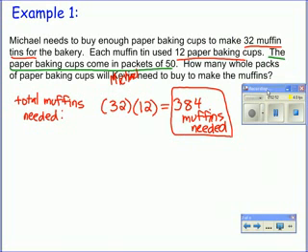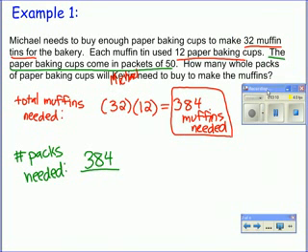So if we end up with a decimal answer for the next part here, we need to make sure that we're rounding up to the next whole number. So the next part is the number of packs that we need. So we know that the bakery needs 384 muffins. If the cups come in packs of 50, we're going to divide this by 50 to see how many packs that we need.